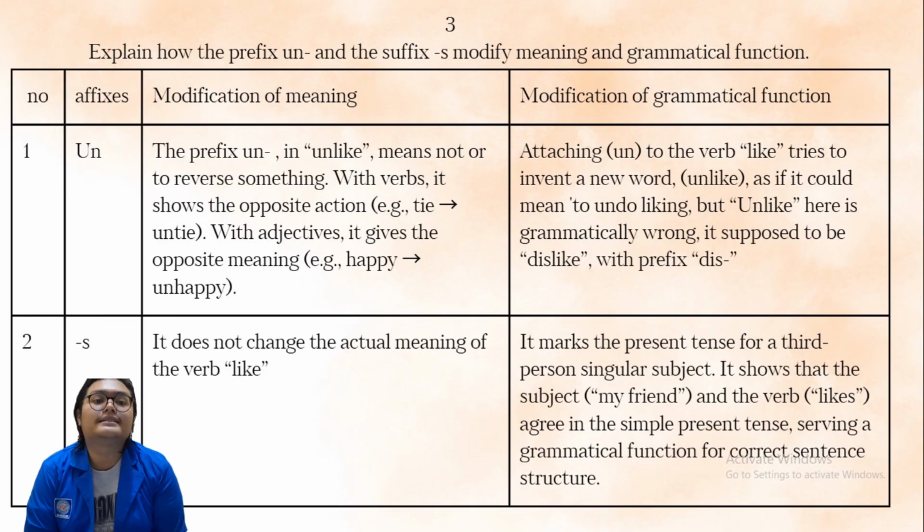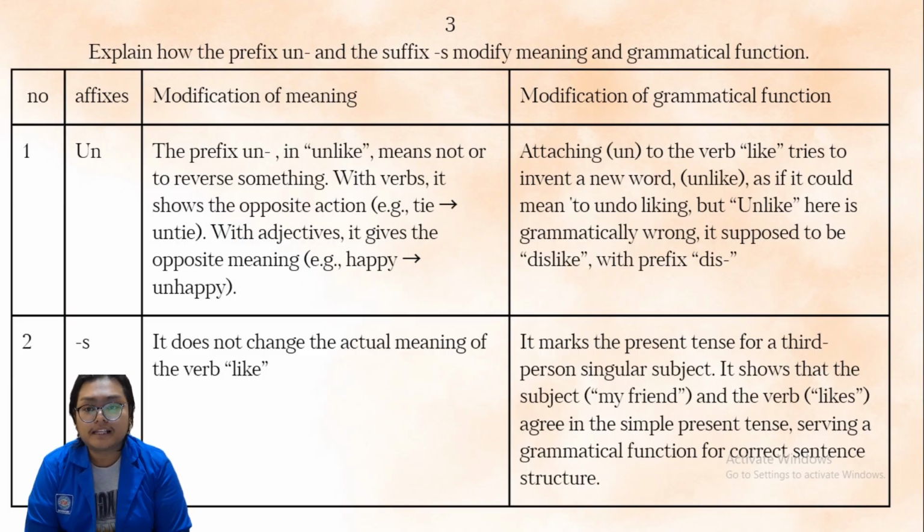Explain how the prefix "un-" and the suffix "-s" modify meaning and grammatical function. The prefix "un-" in "unlike" means not or to reverse something. With verbs, it shows the opposite action, for example tie becomes untie. With adjectives, it gives the opposite meaning: happy, unhappy. As for grammatical function, attaching "un-" to the verb like tries to invent a new word, unlike, as if it could mean to undo liking. But "unlike" here is grammatically wrong. It is supposed to be dislike, with the prefix dis-.